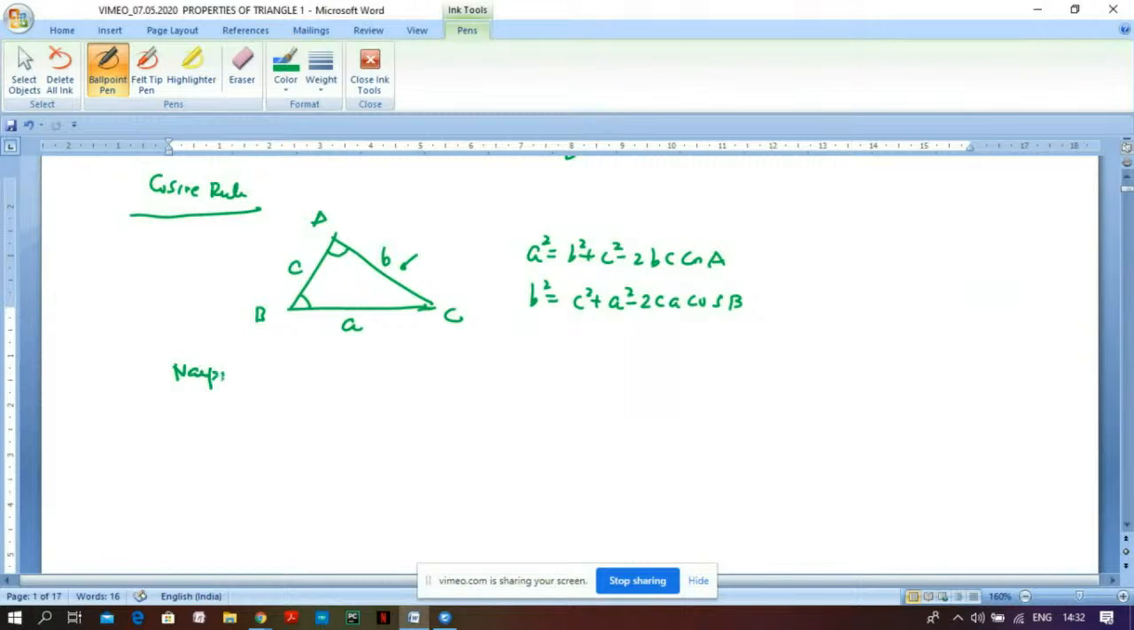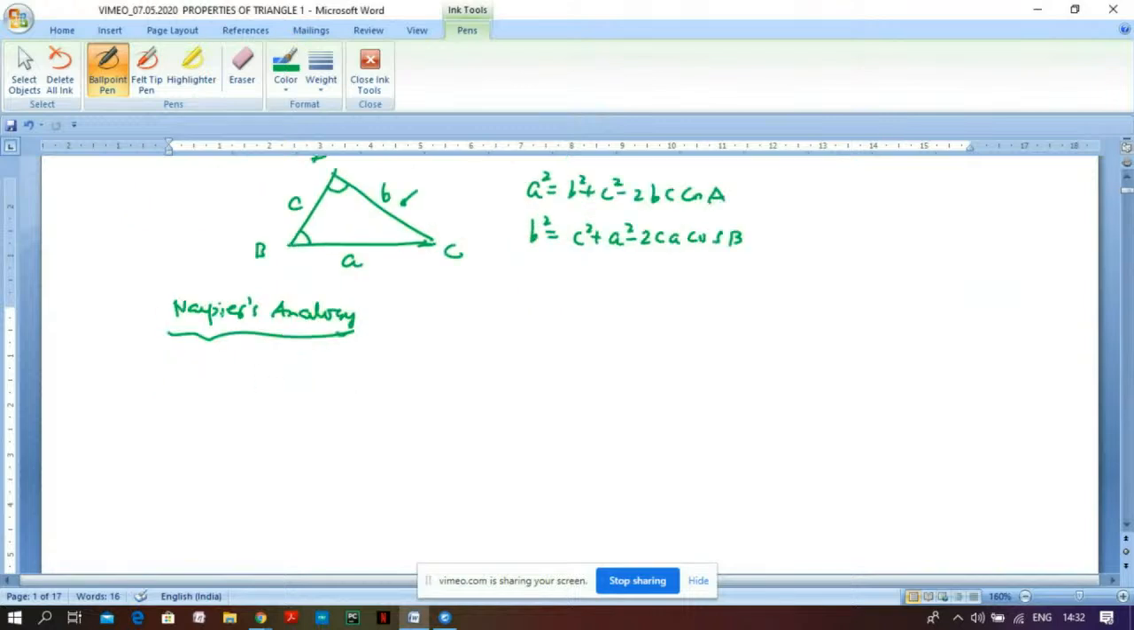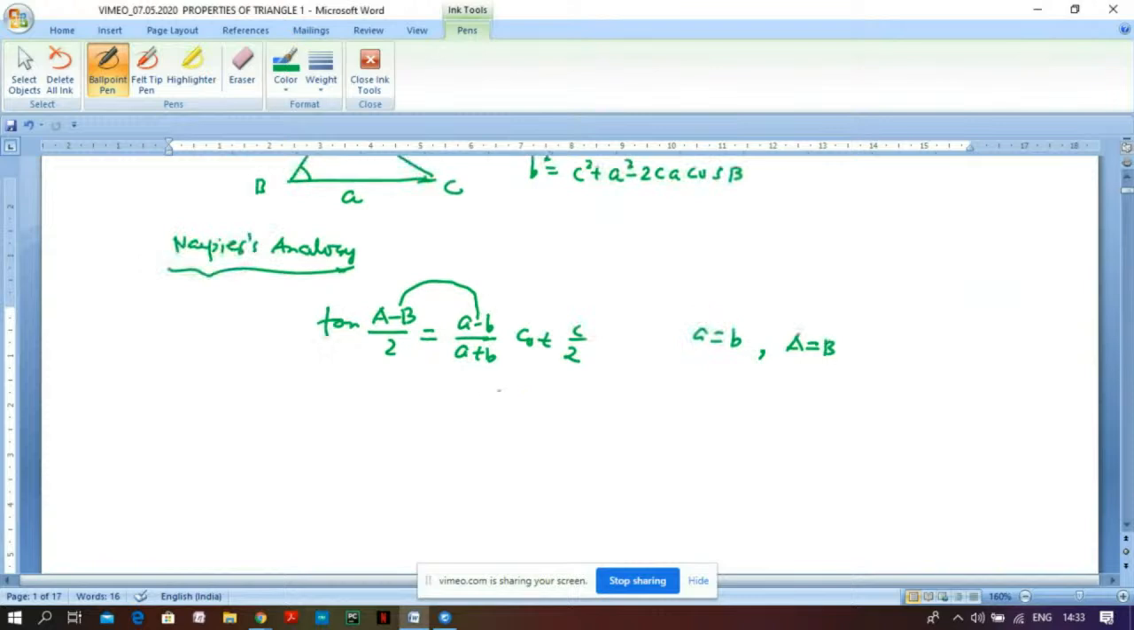Still another is Napier's analogy, the same Napier that gave us logarithms. Napier's analogy is one of the most important ones, but students often forget it. So let me write it out. That's tan of (A minus B) over 2 equals (a minus b) over (a plus b) times cot of C over 2. Notice this negative and this negative. That may help you in remembering: if a equals b, then obviously capital A is capital B, angles are equal, and so both sides will give you 0. That may help you to fix in mind that this kind of thing is there.